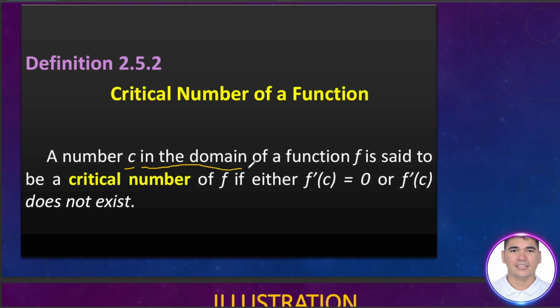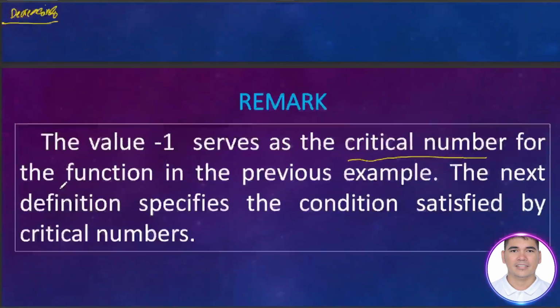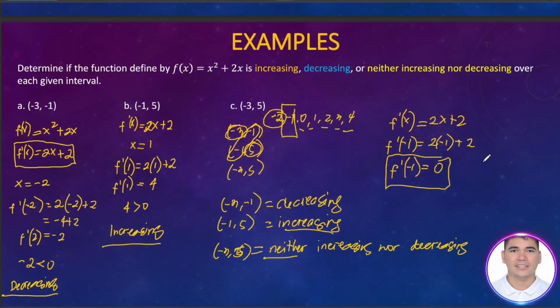A number c in the domain of a function f is said to be a critical number of f if either, saan sa dalawang ito pwede siyang masasabi natin that is a critical number. But take note, must be in the domain of a function f. So either f prime of c is equal to 0 or f prime of c does not exist. In our previous example, we have f prime of -1, which is our c, for example. It is equal to 0, and -1 is part of the domain. Therefore, -1 is the critical number of this function, x squared plus 2x.